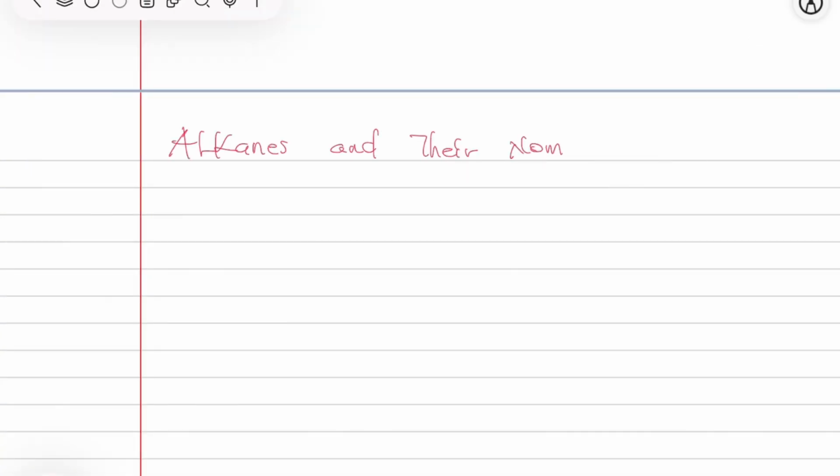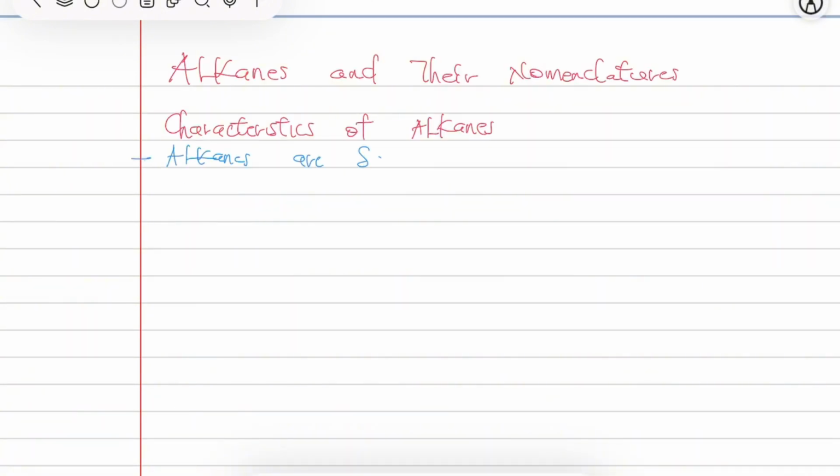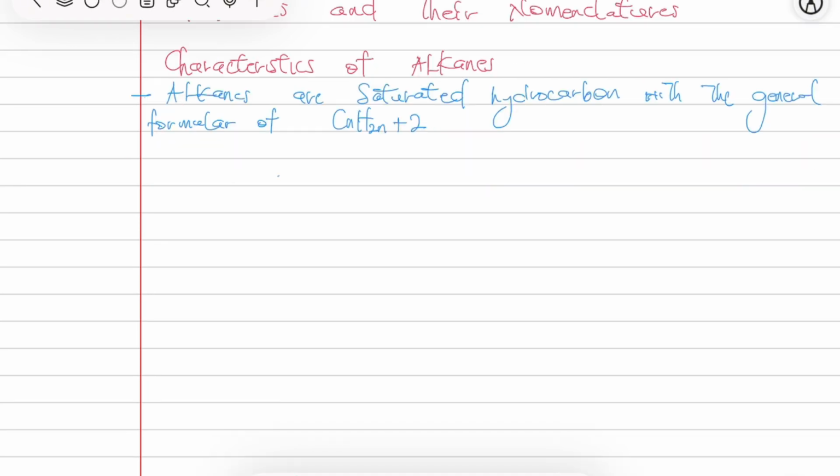Today we'll be discussing alkanes and their nomenclatures. Before we proceed to alkanes and their nomenclatures, let us consider some important characteristics of alkanes. Alkanes are saturated hydrocarbons with the general formula CnH2n+2.